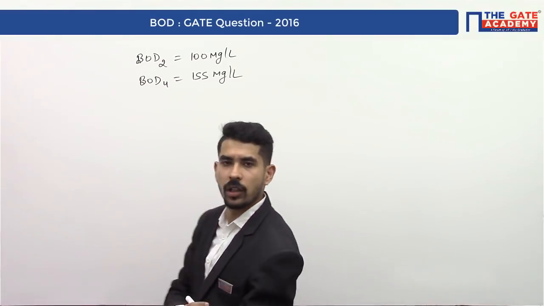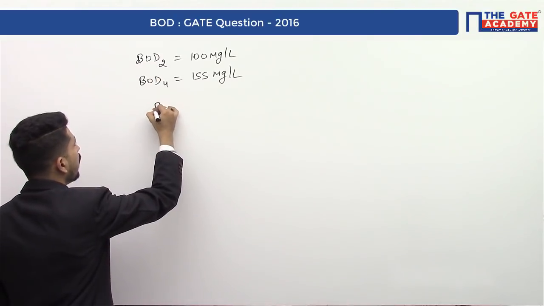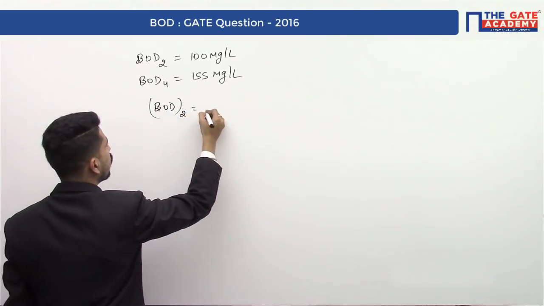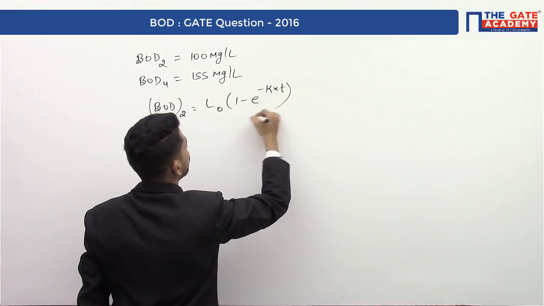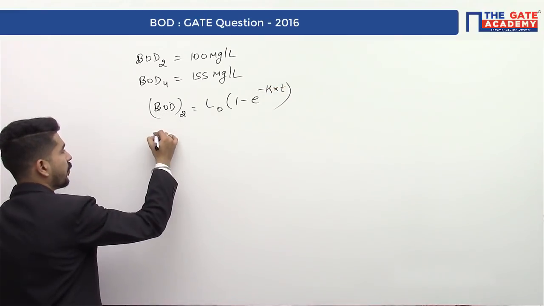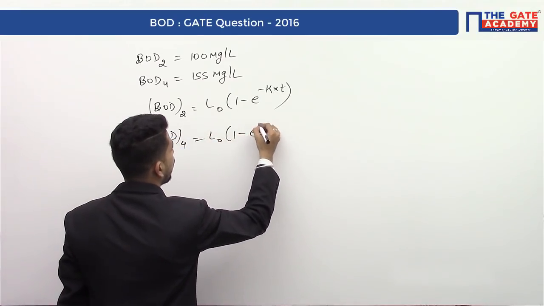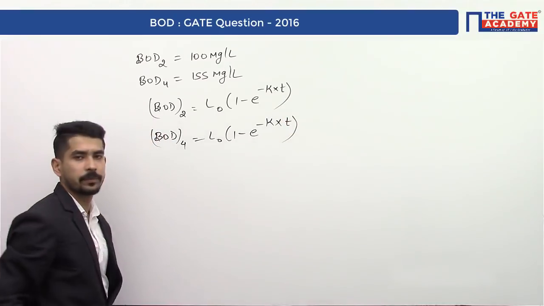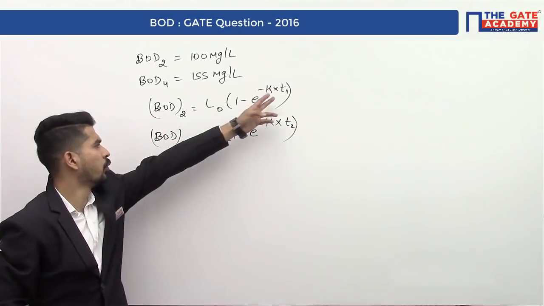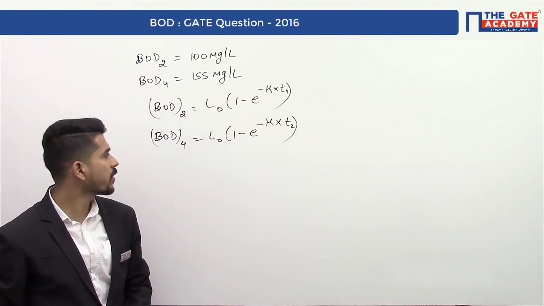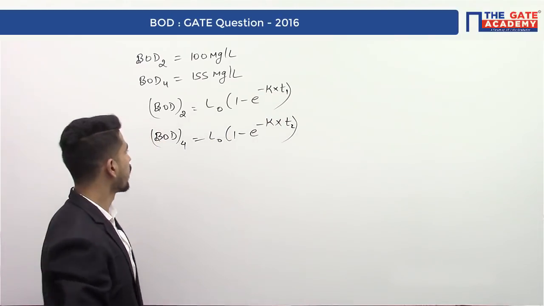For the same wastewater, if I directly apply the formulas, we know the relation to calculate BOD. BOD2 is equal to L0 times 1 minus e to the power minus k into T, and then you have BOD4 equal to L0 times 1 minus e to the power again minus k into T. Here time is, let us suppose, T1 and here T2, where T1 is 2 days and T2 is 4 days. And what he is asking us is to calculate this value of k, the rate constant for BOD, right? So let us calculate this value.